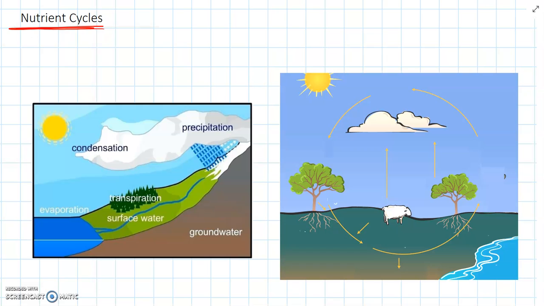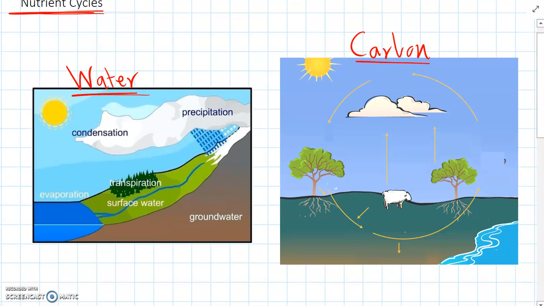The two main nutrient cycles, the most important ones, are the water cycle and the carbon cycle. Because these are two of the most important nutrients that living things need to survive. So the water cycle involves water up in clouds, where water has condensed into a liquid form.